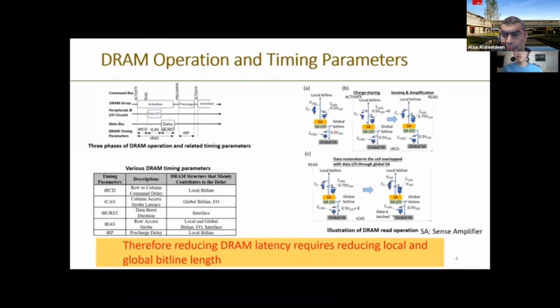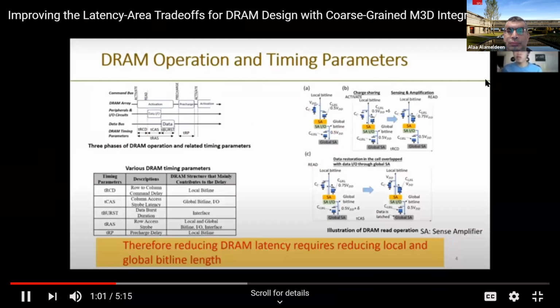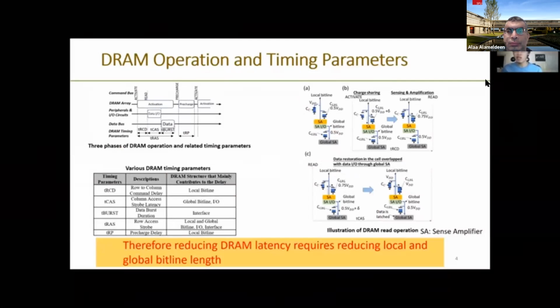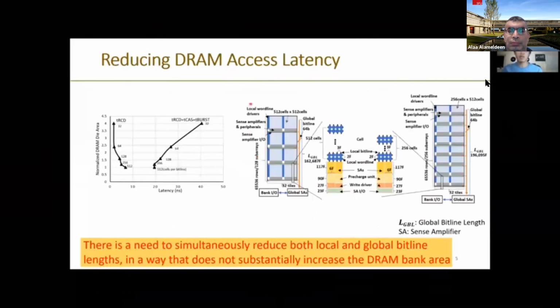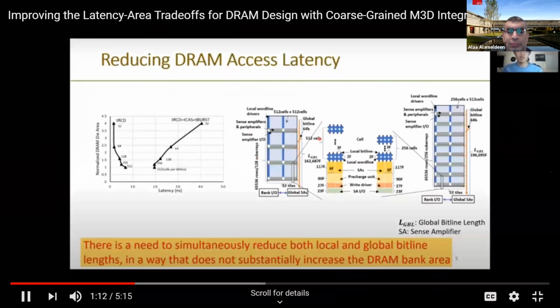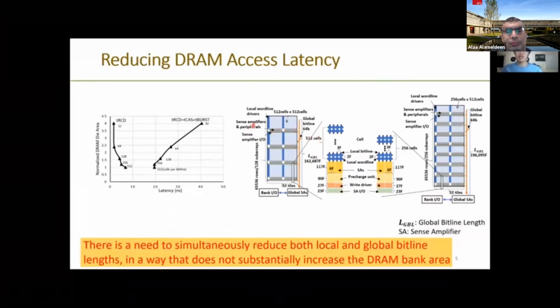The capacitance of both bit lines depends on their length. This capacitance value is the major contributor to different timing parameters as shown in this table. These timing parameters dictate the DRAM access latency. Therefore, reducing DRAM latency requires reducing the local and global bit line lengths. So one way to reduce the latency is to reduce the length of the local bit line. The figure here shows a DRAM bank that contains 512 cells per bit line in each subarray.